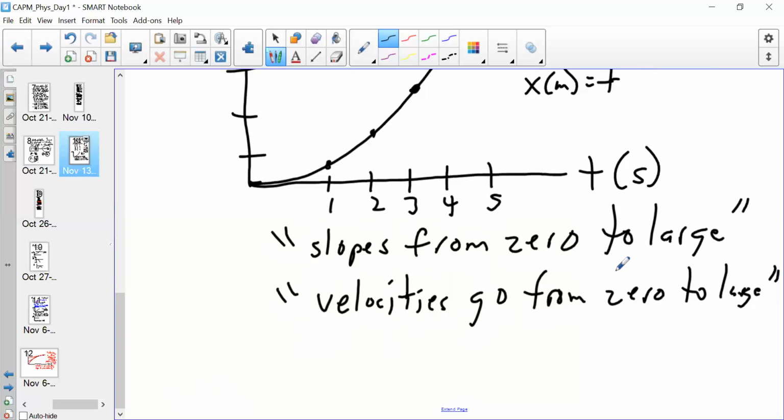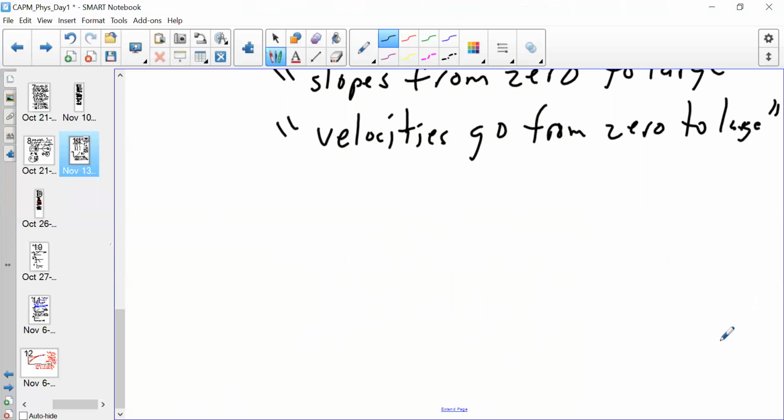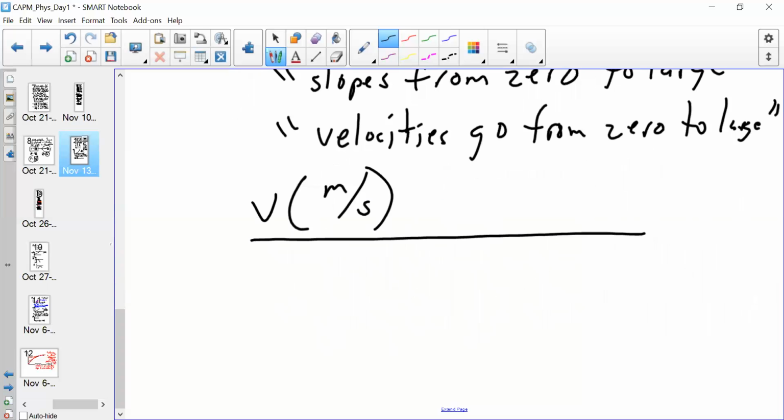So this right here is important because it helps us to get an understanding of what the velocities will do in the velocity data table as well as the velocity graph. So again, now let's go to our velocity versus time data table.